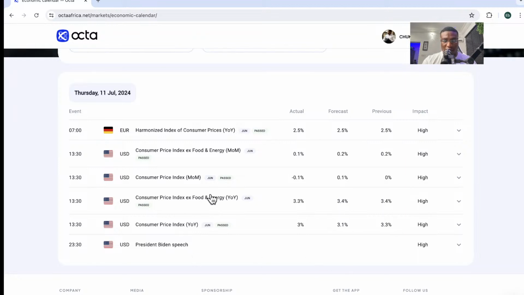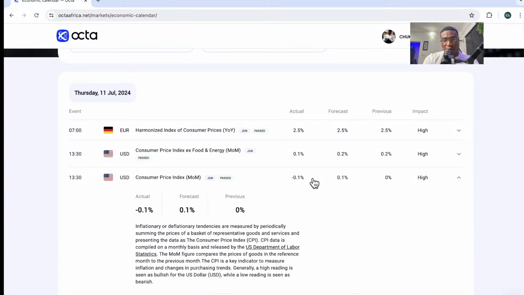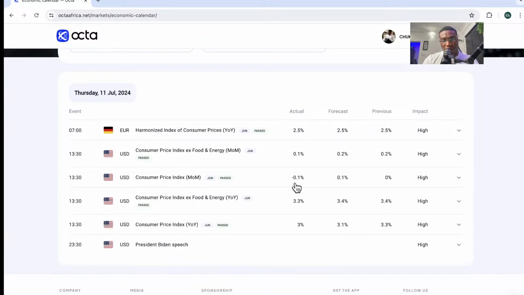But basically, if you look at these reports, you'd see that we had a low reading compared to the previous, a low reading compared to the forecast, and also compared to the previous, a low reading again compared to the forecast as well. So naturally, this would be negative for the US dollar.